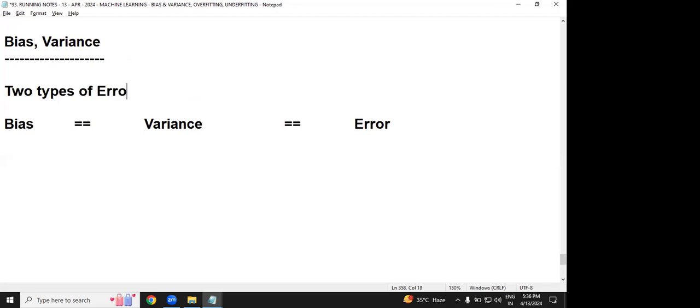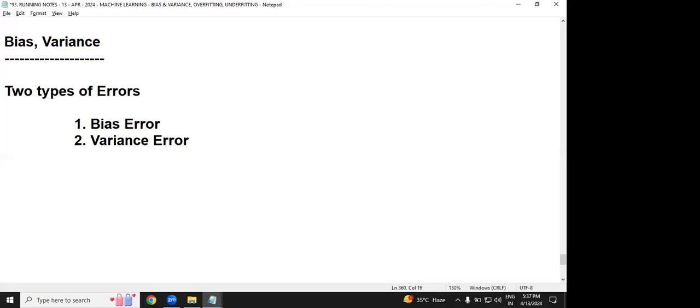When it comes to machine learning, there are mainly two types of errors. The first one is the bias error, and the second one is the variance error. What do you mean by bias error? The difference between predicted value and actual value. This is also called a cost or residual. Many things we have seen.